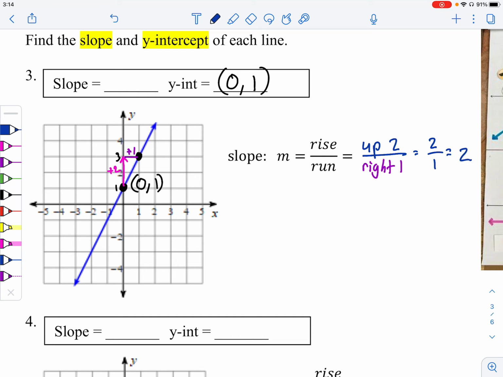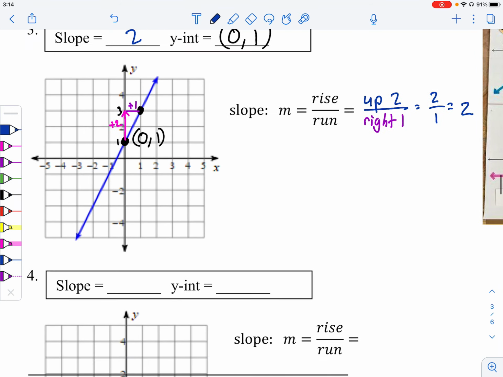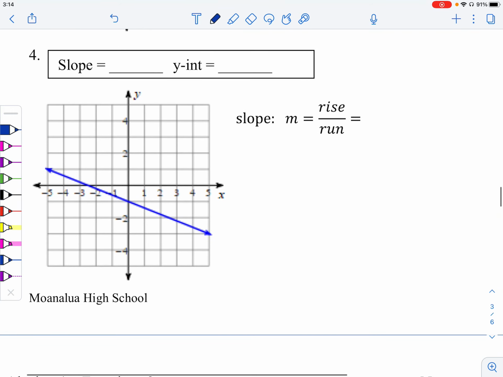So up 2 is positive 2, right 1, positive 1, it's 2. So our slope is 2. That's it, up 2, right 1. And 2 divided by 1 is 2. All right, that's it. So number 4, same idea, right? We start at the y-intercept again. Where's our y-axis? Right there. We start here.